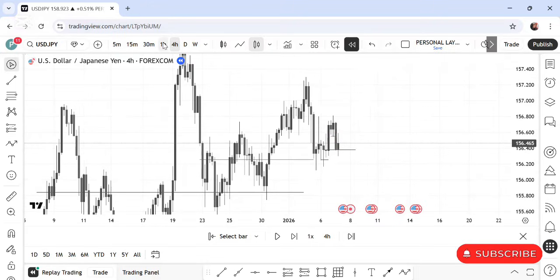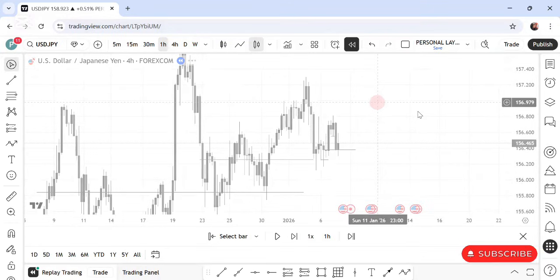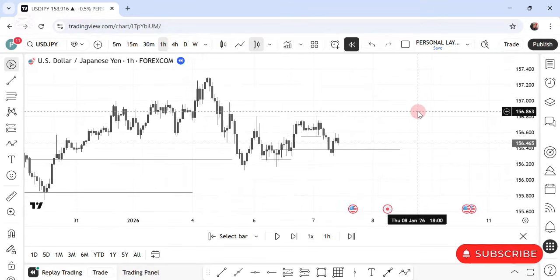You want to go to your next time frame, your 1 hour time frame. In this scenario, we are going to be using the 1 hour time frame as our entry time frame, or you can equally use 30 minutes as your entry time frame. For me personally, I'm going to be using my 1 hour as my entry time frame.